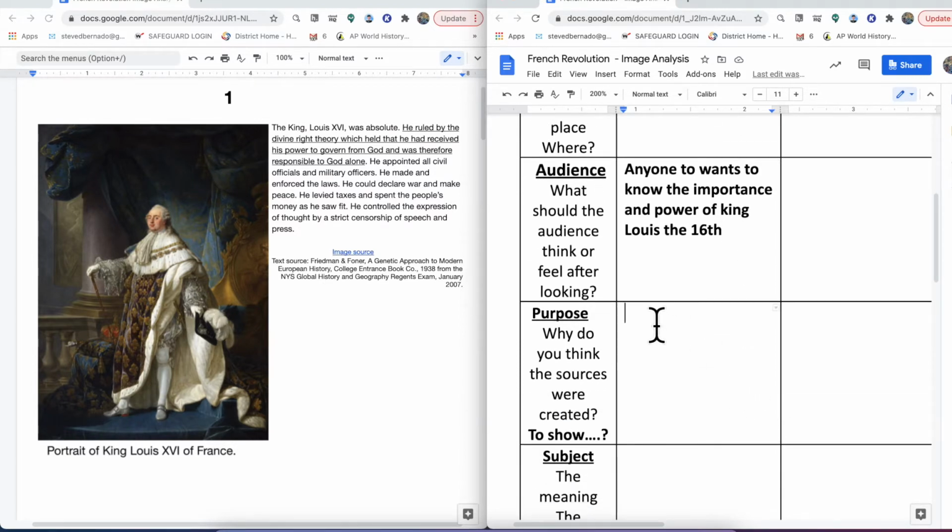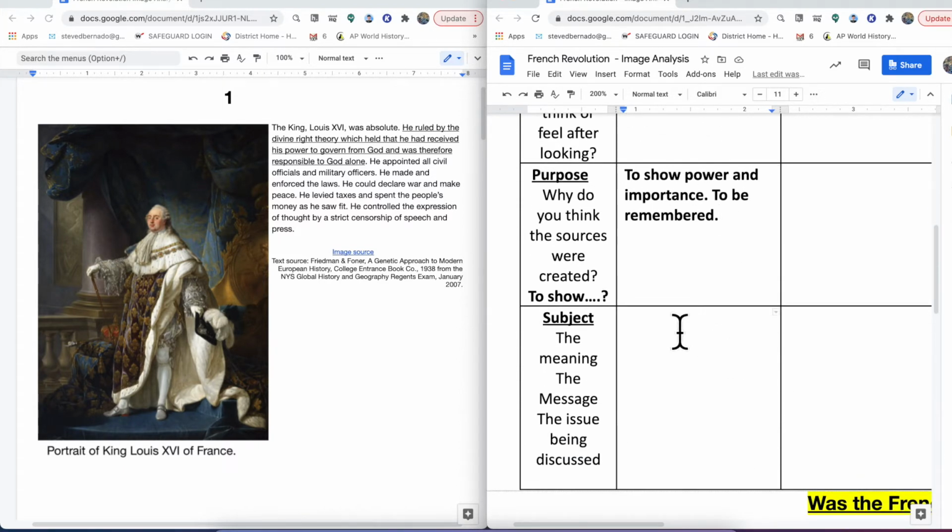The purpose, it's to show power, importance, and to be remembered. Okay, that's most of all. This is to be immortalized, to be remembered hundreds of years later. After he's gone, King Louis the 16th, that people will always look at him, wow, that individual had a lot of power and a lot of importance.